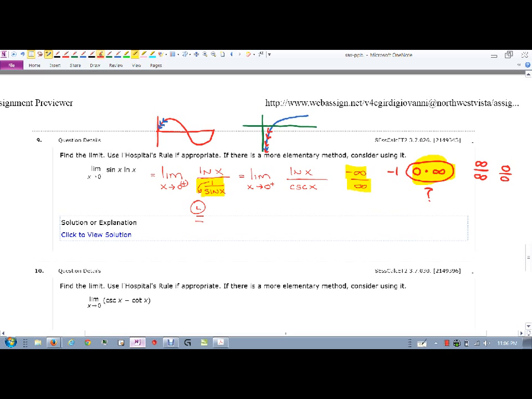So we are now going to have the limit as x goes to 0 from the right. The derivative of the top is 1 over x. The derivative of the bottom is negative cosecant x cotangent x. And now, let me see if I can't clean this up a little bit. Kind of out of room.